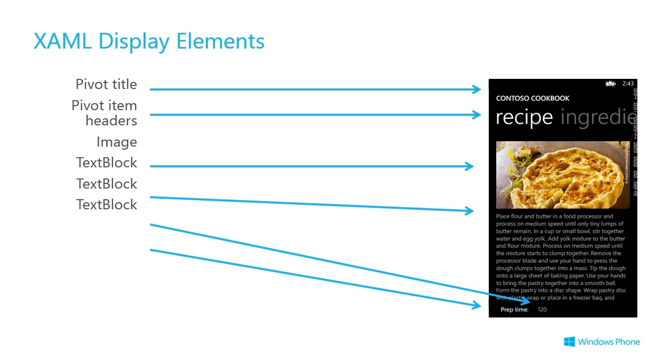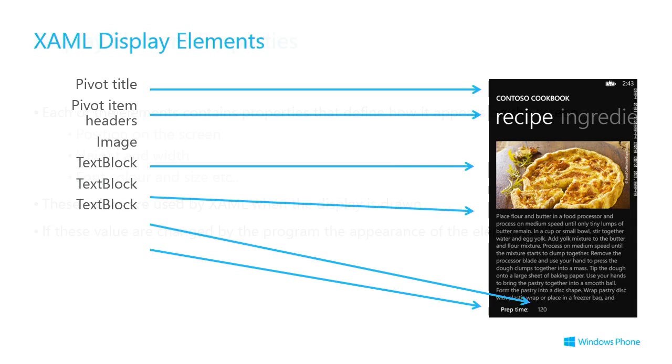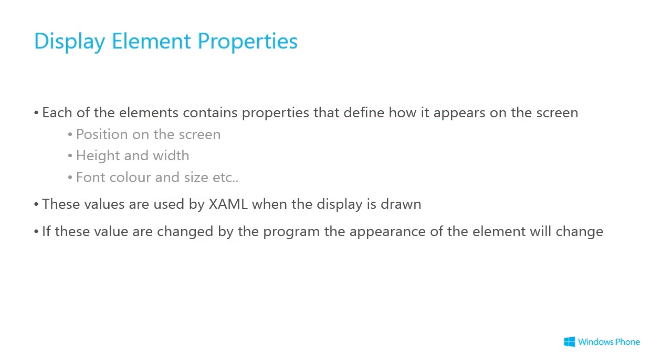And then we've got an image and a text block, and then all of the directions, the preparation time and the number of minutes. Each of those elements has properties on it, and this is represented in the XAML, which shows the position on the screen, height and width. Everything is changeable. It's all represented in this XML, and these are used by the XAML display engine when the page is rendered. And you can change any of those values in code, of course, in the background. So as the page lives, things can change shape or move or disappear or fade in and out, that kind of stuff.